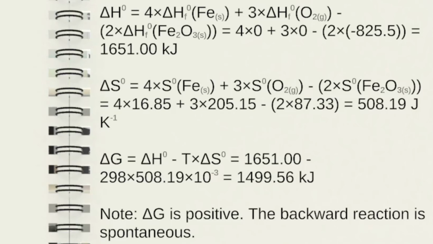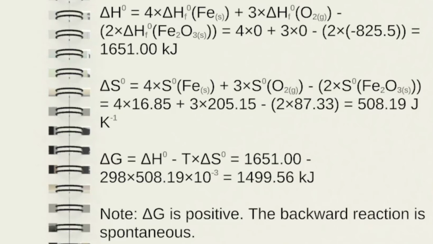Positive delta S value means that the chemical system composed of iron and oxygen elements is less random when these elements are combined into iron(III) oxide, a reactant, and it is more random when they exist in the form of iron metal and O2, the products. Combination of these delta H and delta S values at 298 kelvins gives Gibbs free energy change, delta G, plus 1,500 kilojoules. It means that dissociation of iron(III) oxide into iron metal and oxygen is a non-spontaneous reaction. This also means that the backward reaction is spontaneous.